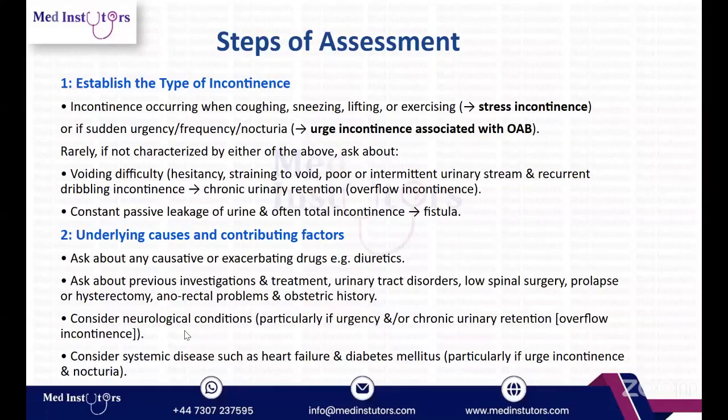Okay, this is a tip: whenever the patient has any neurological problem, like multiple sclerosis, or any spinal cord injury in the past, and the patient may have chronic urinary retention, your diagnosis would be more on the side of overflow incontinence. And yes, there are some systemic diseases which lead to incontinence, like heart failure and diabetes mellitus.